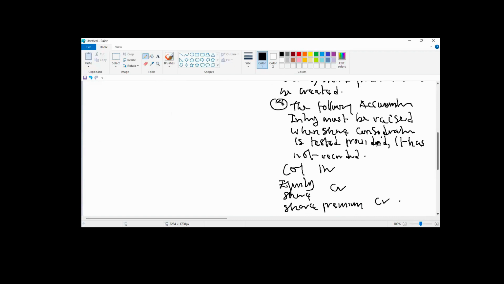But when there is a share consideration, it's tested, provided it has not been recorded. Now, if it is recorded, you all know our credit investment and debit cost of investment. You must know this thing very well. Any issue?